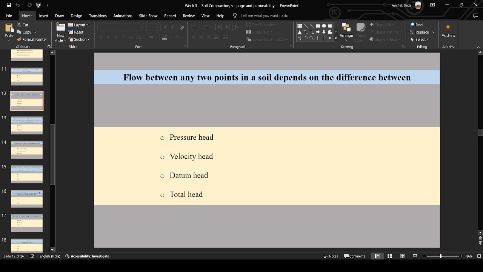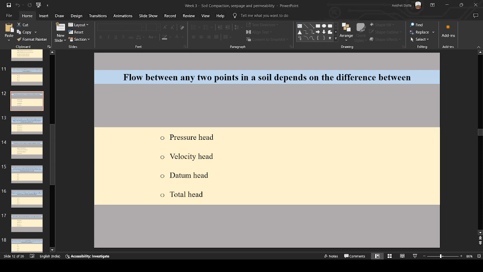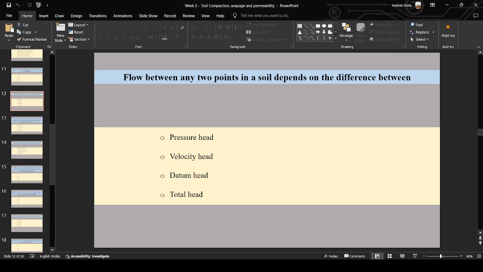I'll repeat the question. Flow between any two points in the soil depends on the difference between. The options are pressure head, velocity head, datum head, or total head. Next question.